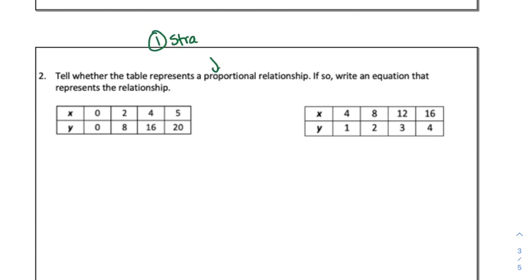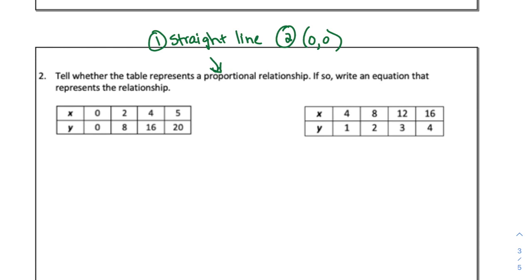1, they make a straight line. And 2, they go through the origin, or they go through the point (0, 0). Okay, so it has to meet those two qualifications. Now, in a table, we don't see that. So what we have to do is do the division.